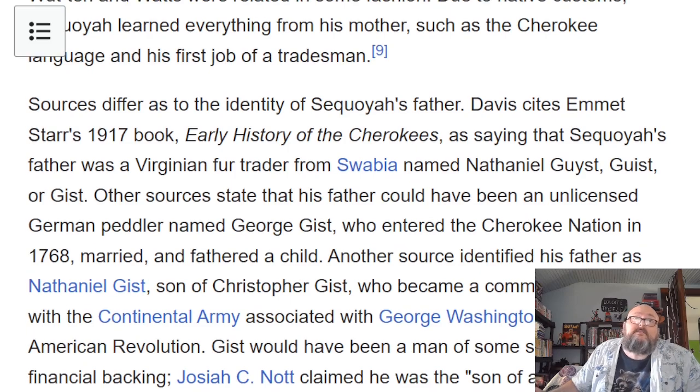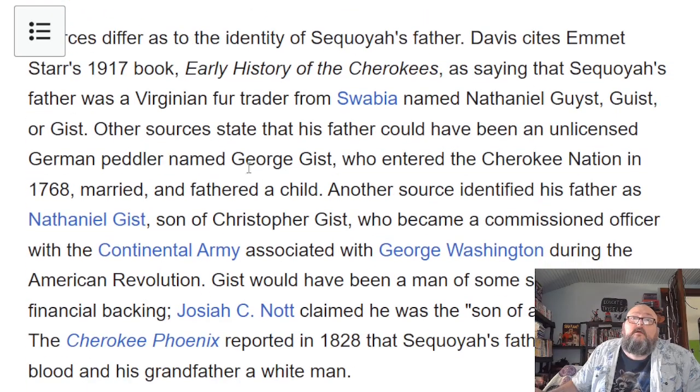Sources differ as to the identity of his father. Some say his father was a Virginian fur trader from Swabia named Nathaniel Gist. It's hard to say, and there are several different spellings. Other sources state that his father could have been an unlicensed German peddler named George Gist, who entered Cherokee Nation in 1768, married, and fathered a child.